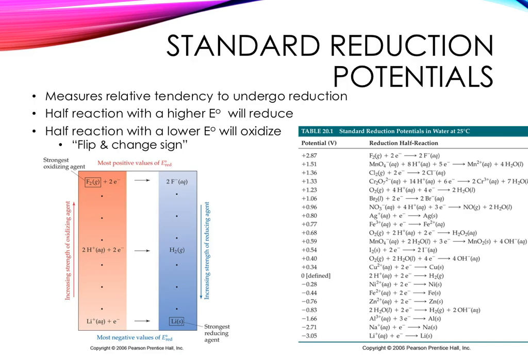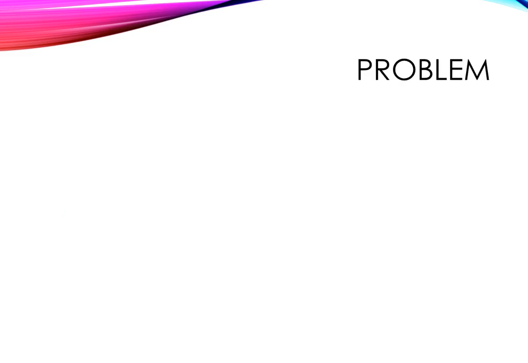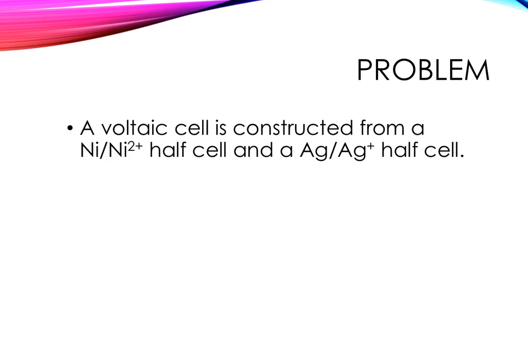Okay, so let's go on and do a classic problem, a very typical problem you might get about voltaic cells. A voltaic cell is constructed from a half cell containing nickel and nickel 2 ions, and whatever the counter ions are that we're not paying attention to, and a silver ion half cell. So we're introducing line notation a little bit.